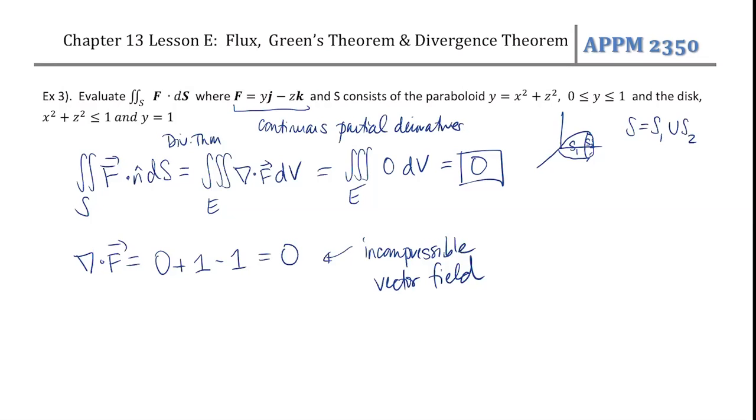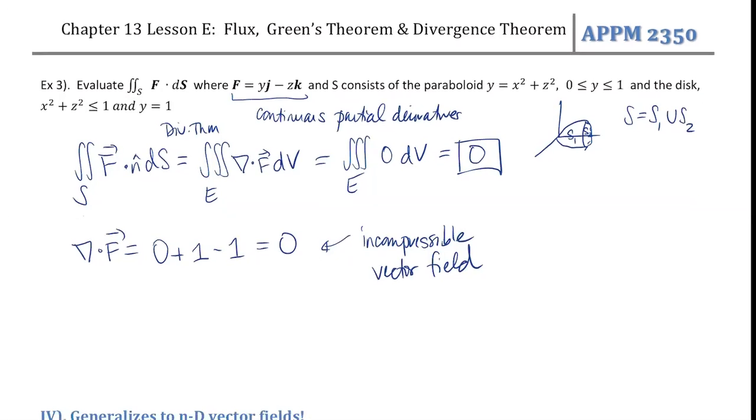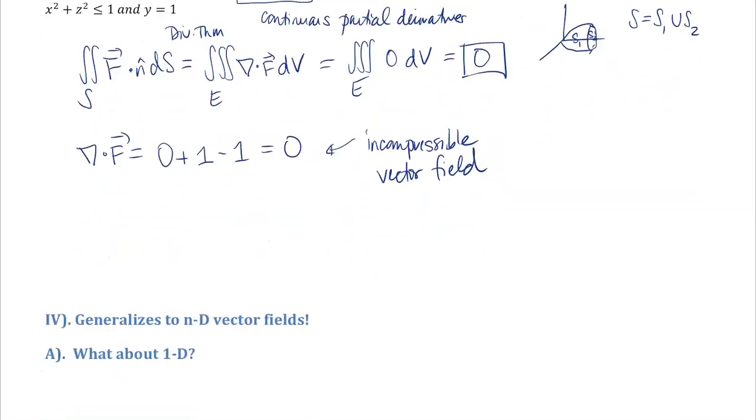We're going to do a lot more examples, I have a ton more for you to practice since this is a pretty big idea that we're ending the course with. But before we do that, I would like to make a cool connection to what happens if we take this idea of Green's and divergence theorem and bring it back down to 1 dimension.